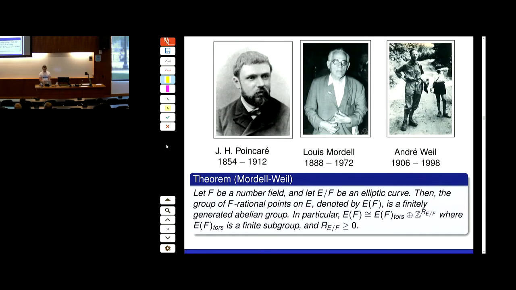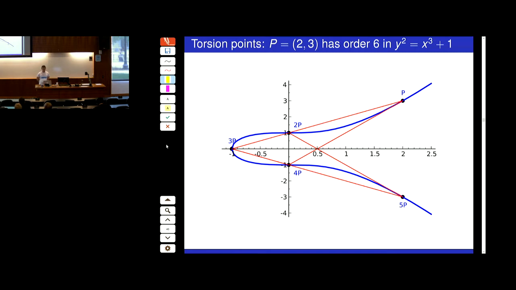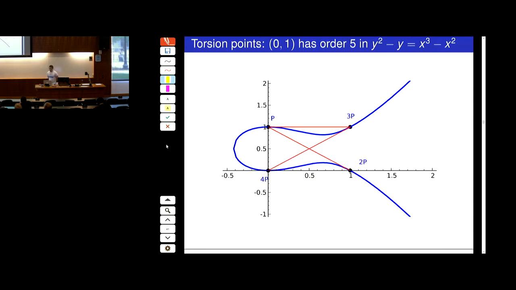In particular, using the structure theorem of finitely generated abelian groups, the points on an elliptic curve over F decompose into a finite torsion subgroup and an infinite part. There is only a finite number of generators of the infinite part, which we call the rank, R of E over F. For instance, this elliptic curve has a point of order 6, that point P. This elliptic curve has a point of order 5. We'll see some other examples and pretty pictures along the way.